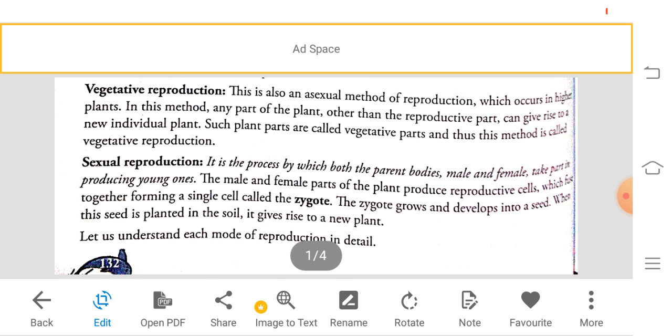Next, vegetative reproduction. This is another mode of reproduction. It generally occurs in higher plants. In this, any part of the plant other than the reproductive part, that is other than the flower, can give rise to new young ones. Such plant parts are called vegetative parts, and thus the method is called vegetative reproduction. Once again, the process of reproduction in which the vegetative parts, or the parts other than the reproductive part, are responsible for reproduction is known as vegetative reproduction.